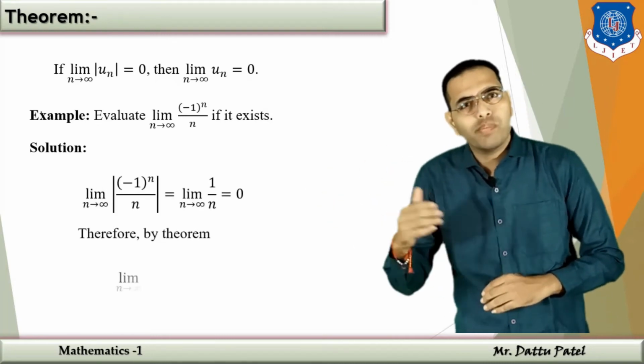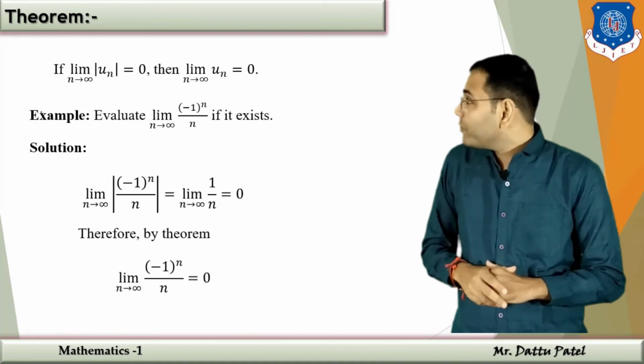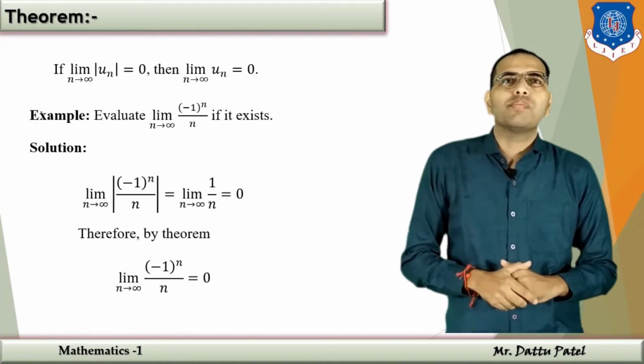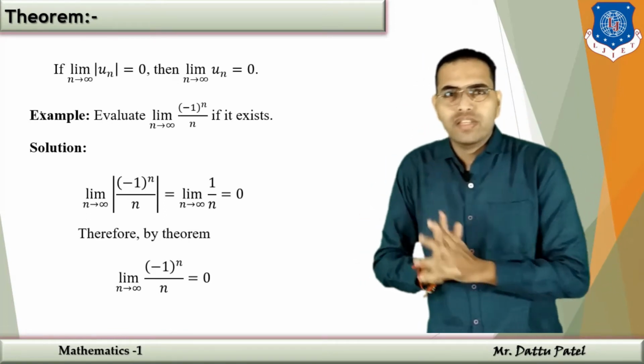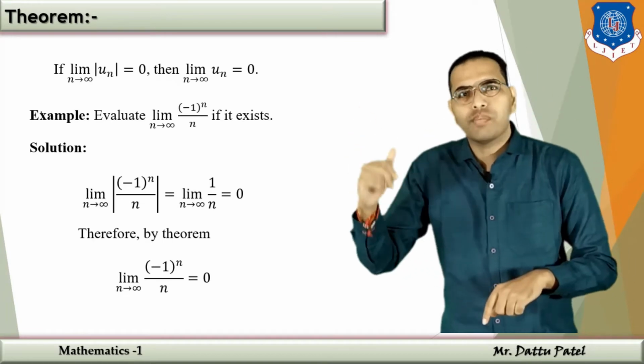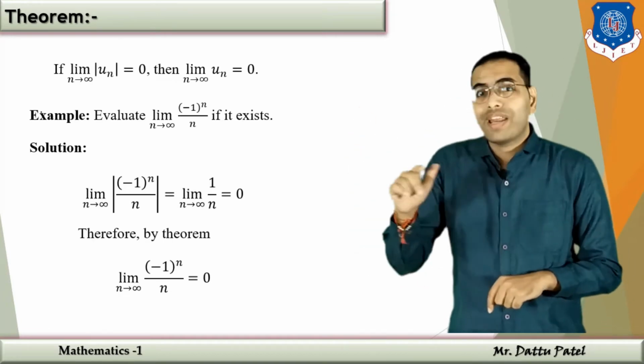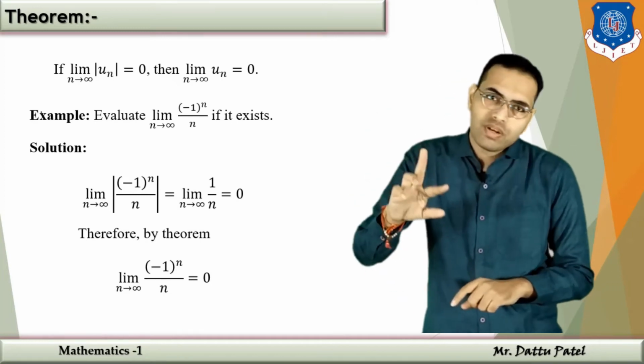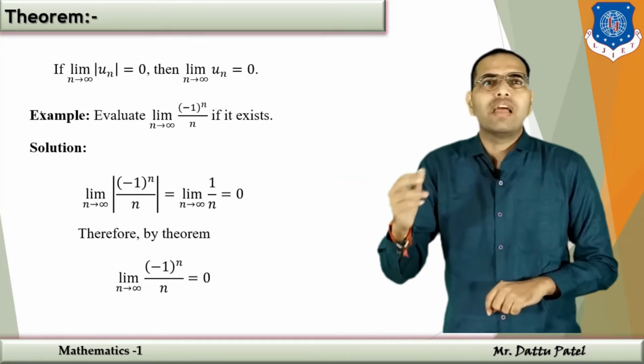Counter example for better understanding. Then limit n tends to infinity of (-1)^n upon n, if it exists. So firstly, limit n tends to infinity of mod of (-1)^n upon n. Here (-1)^n has a value of -1 or 1, depending on the value of n.